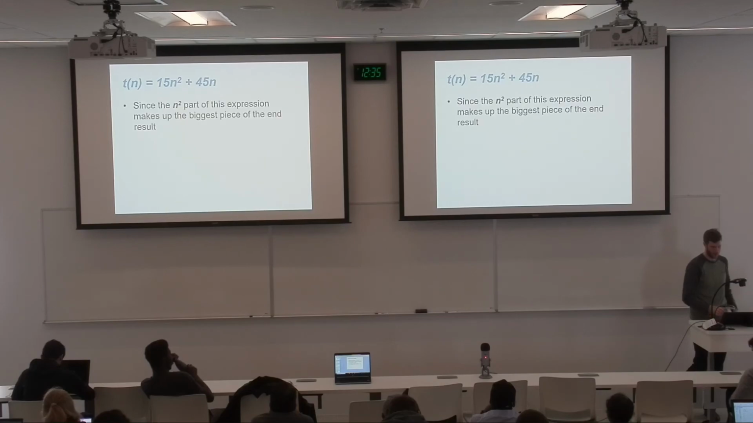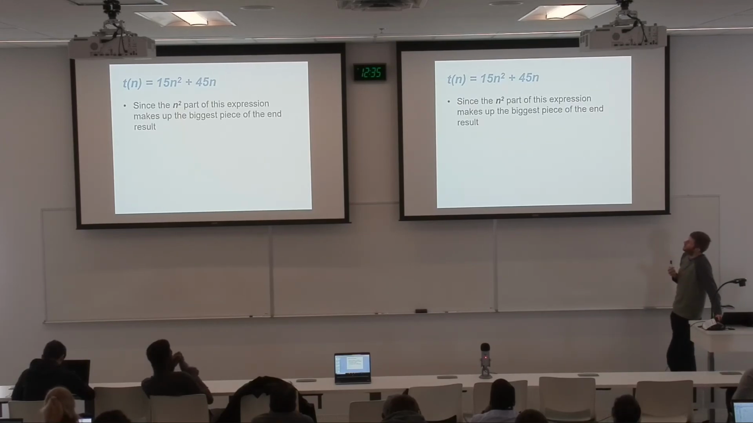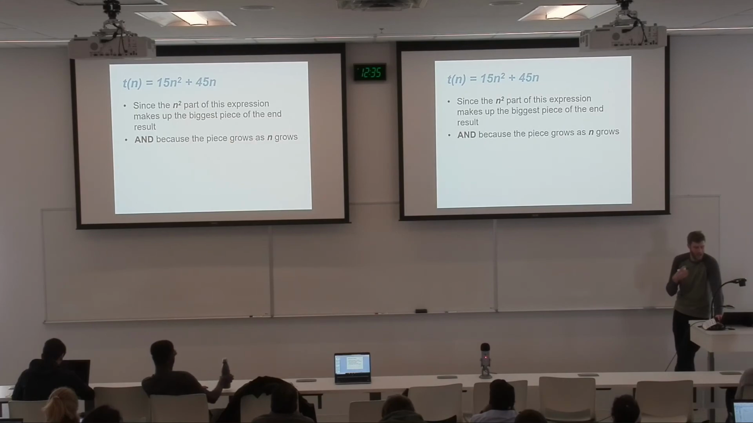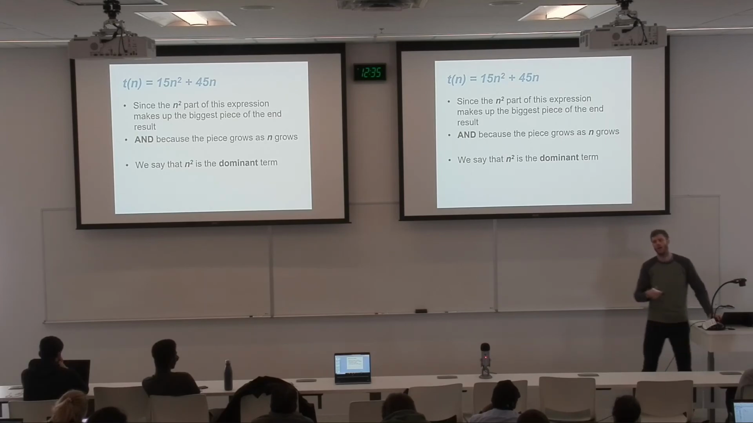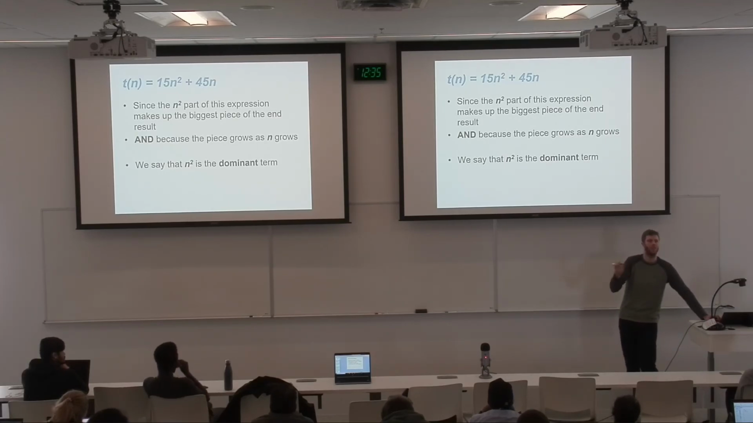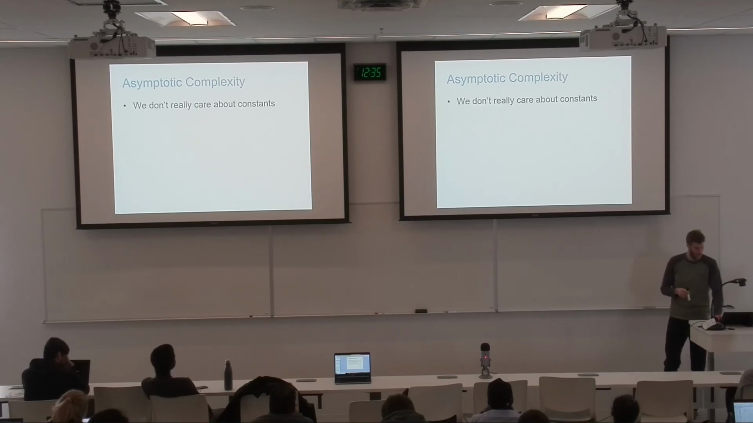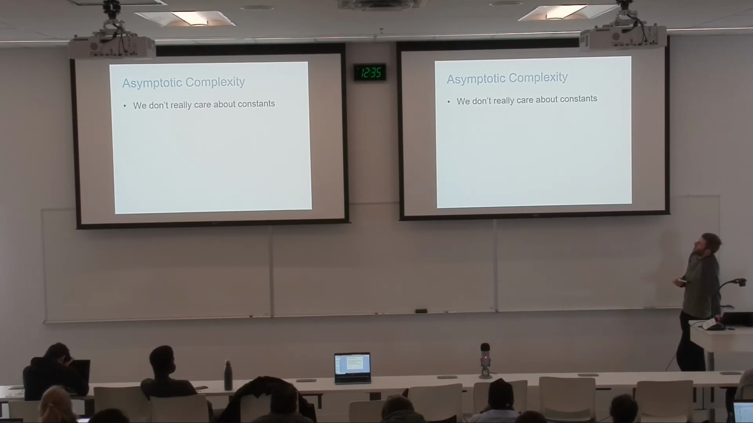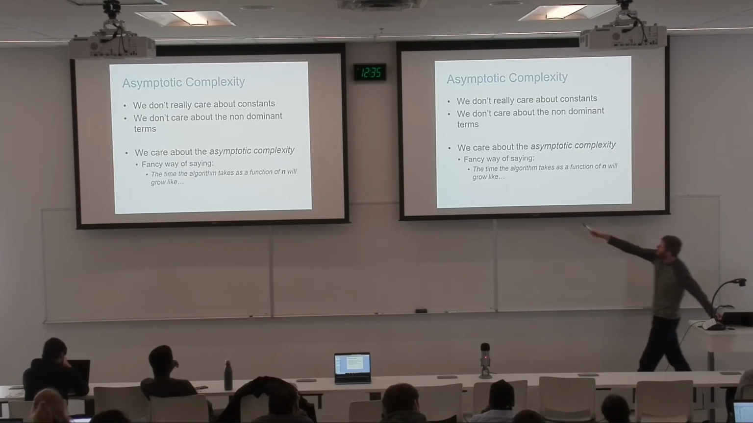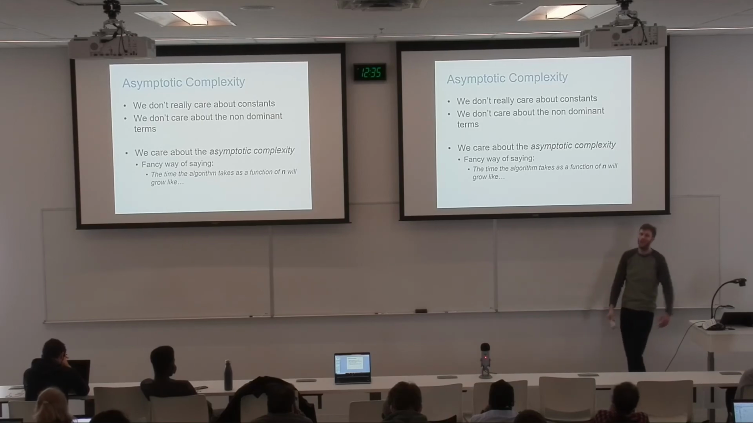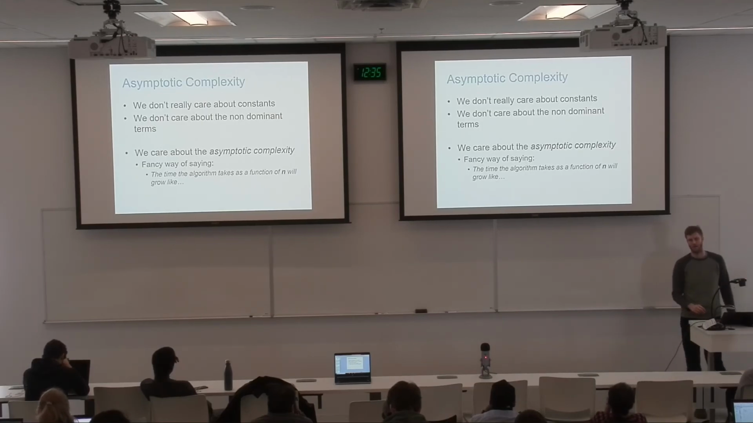Since the n squared part is the biggest thing, and because the piece grows as n grows, we say that n squared is the dominant term. It's an important thing we like to say. It's the dominant term. And this is what I was talking about. We like to be lazy. Asymptotic complexity. We really don't care about the constants. We don't care about the non-dominant terms. We care about asymptotic complexity. It's a fancy way of saying the time the algorithm takes as a function of n will grow like n squared. With that t of n, it's going to grow like n squared.